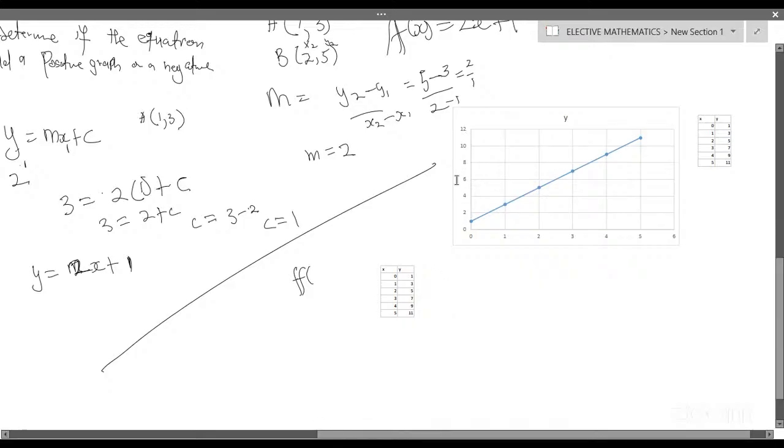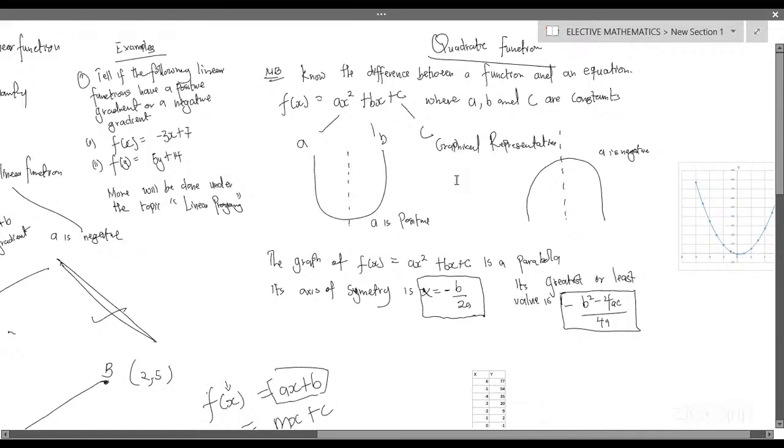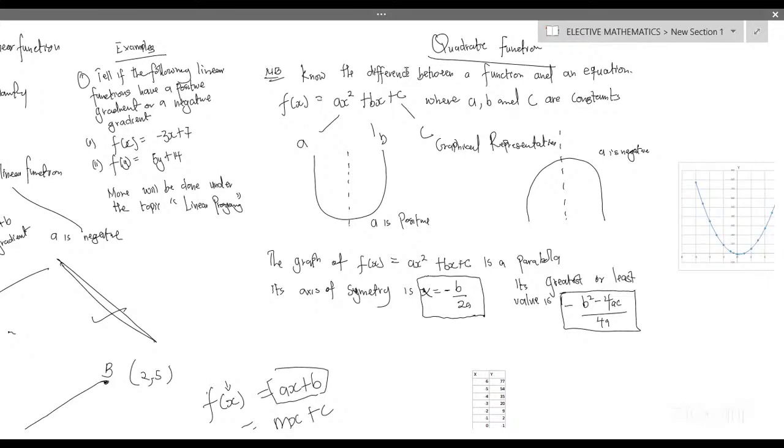Now let's move to the quadratic equation. So for the quadratic function, as I said earlier on, it is expressed as f of x is equal to ax squared plus bx plus c, where a, b, and c are all variables, right? Good. And a is the coefficient of x squared, b is the coefficient of x, and c is the constant.